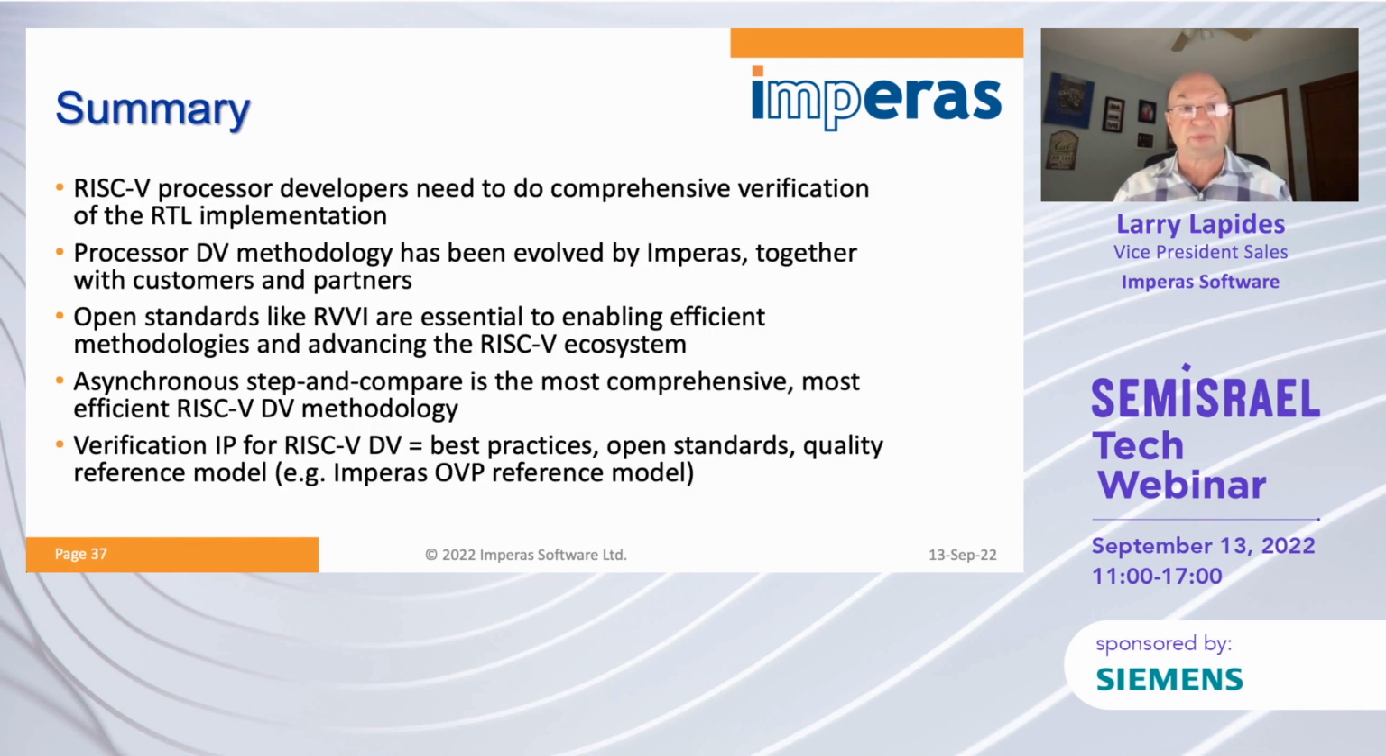So to summarize here, RISC-V processor developers need to do comprehensive verification of the RTL implementation. The processor DV methodology has been evolved by Imperas together with our customers and partners. Open standards like RVVI are essential to enabling efficient methodologies and advancing the RISC-V ecosystem. Asynchronous step and compare is the most comprehensive, most efficient RISC-V DV methodology. And verification IP for RISC-V DV equals best practices, open standards, quality reference model.